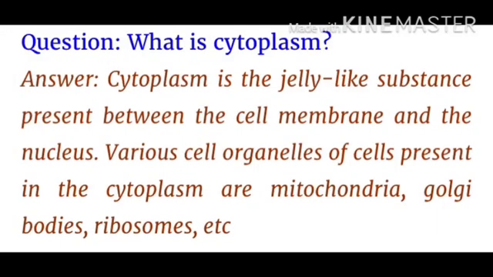The next question is, what is cytoplasm? Cytoplasm is the jelly-like substance present between the cell membrane and the nucleus. Various cell organelles present in the cytoplasm are mitochondria, Golgi bodies, ribosomes, etc.